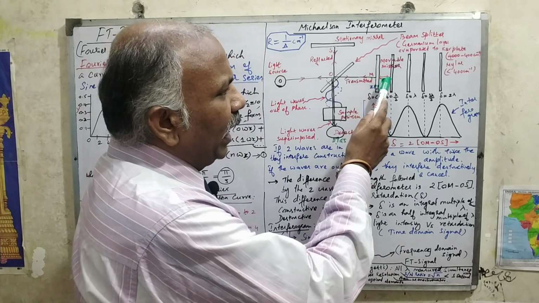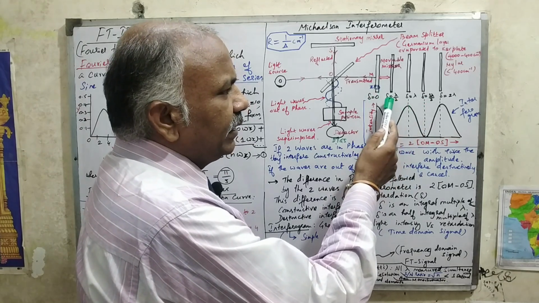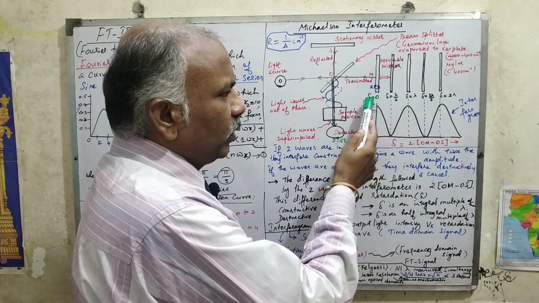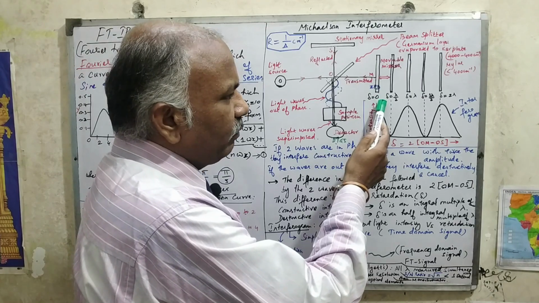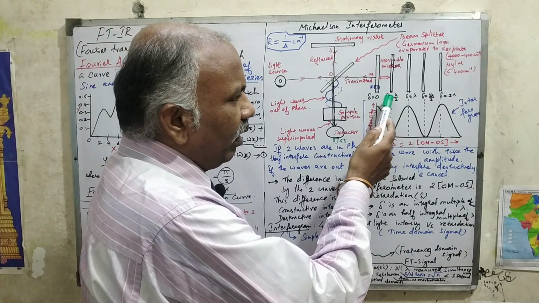Now what I can do, I just move the mirror a little bit here. Right? In that case the delta value will be a half integer. So here it is 0. Right? After that what will happen? You will be getting half, that is lambda by 2. Right? It is a half integer.